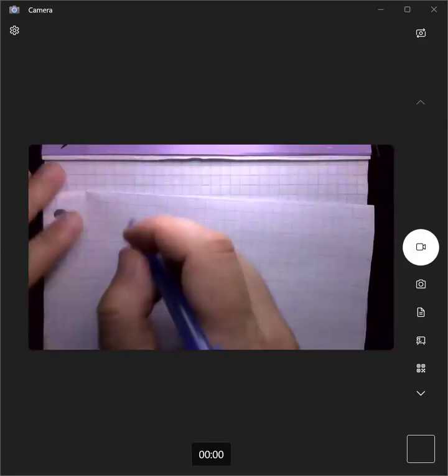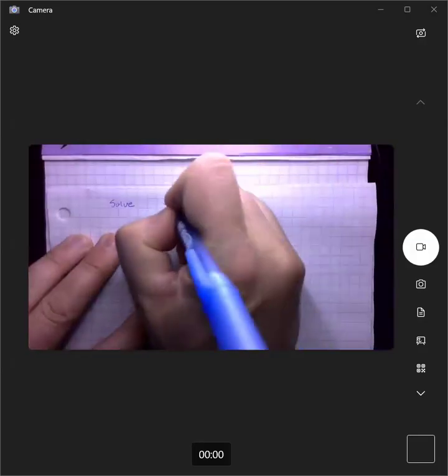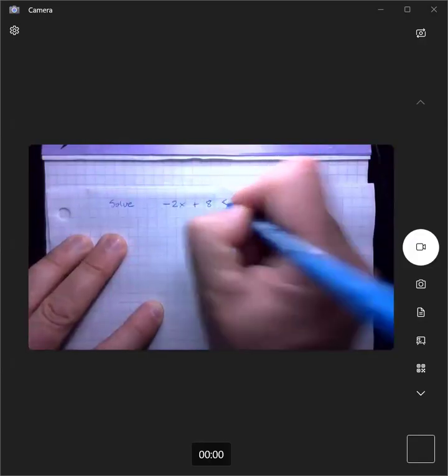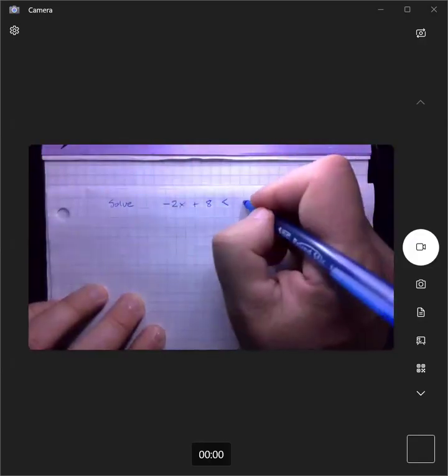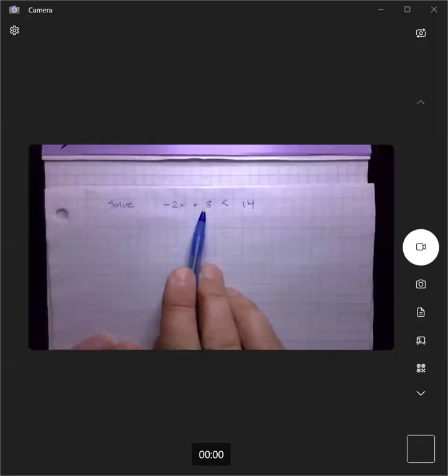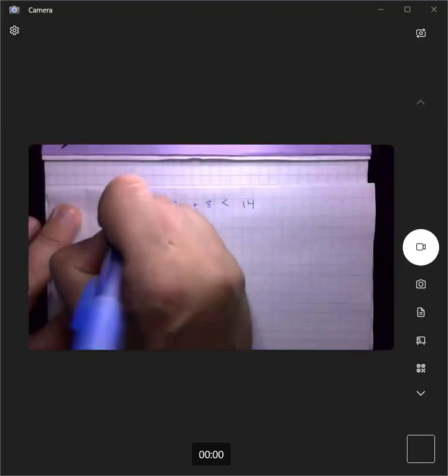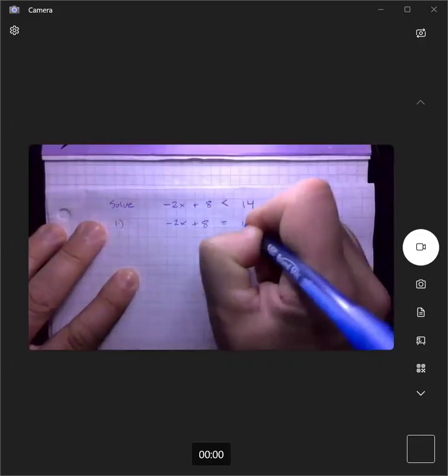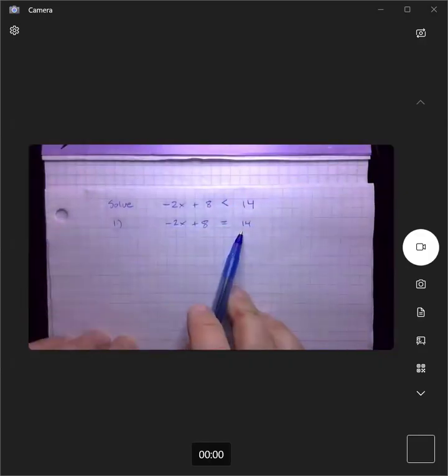So let's solve -2x plus 8 is strictly less than, let's say, 14. So now we have two parts, but that's okay because we just take it step by step. First, I'm going to write this as an equality because that brings me back to something that I've done more often, to a place on the map that I know better.